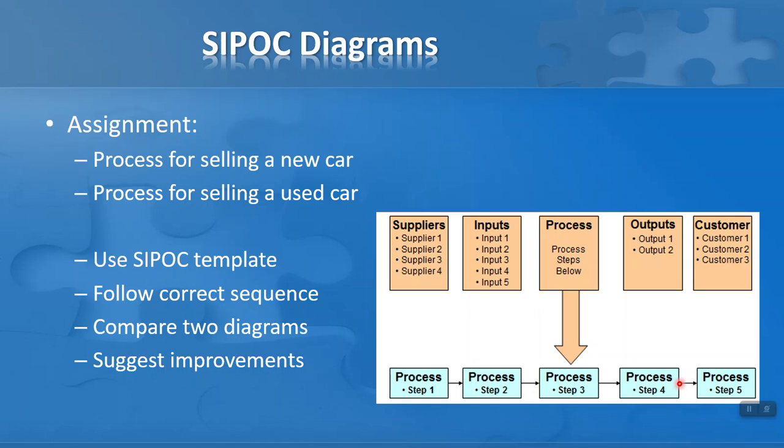Now this is going to be different from region to region and country to country, because there's things like tax and excise duties and all those sort of things to be considered, which will be different everywhere. I want you to use this SIPOC template and follow the correct sequence. It really, really does make a difference if you do it the way we talked about here. Compare your two diagrams and then see if there are any suggestions for improvement.